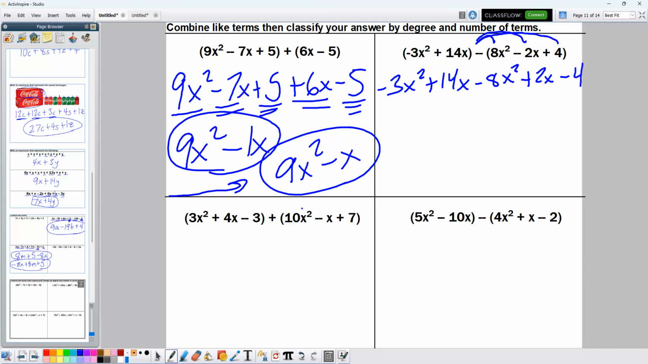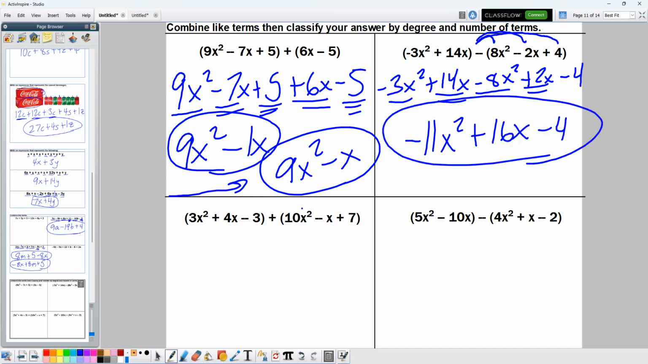Now it's just like what we just had. Let's do a negative 3x squared and negative 8x squared. That would give me negative 11x squared plus 14x plus 2x. That would be 16x minus 4, just like that.